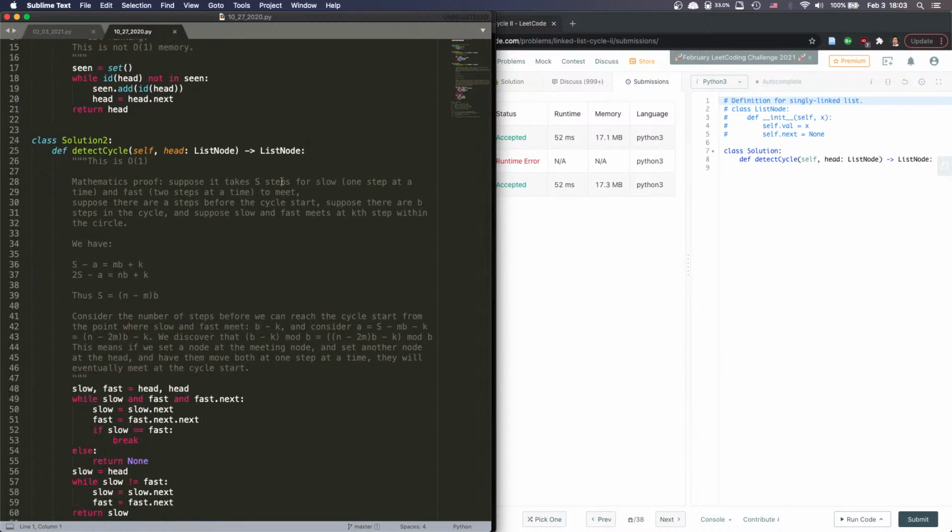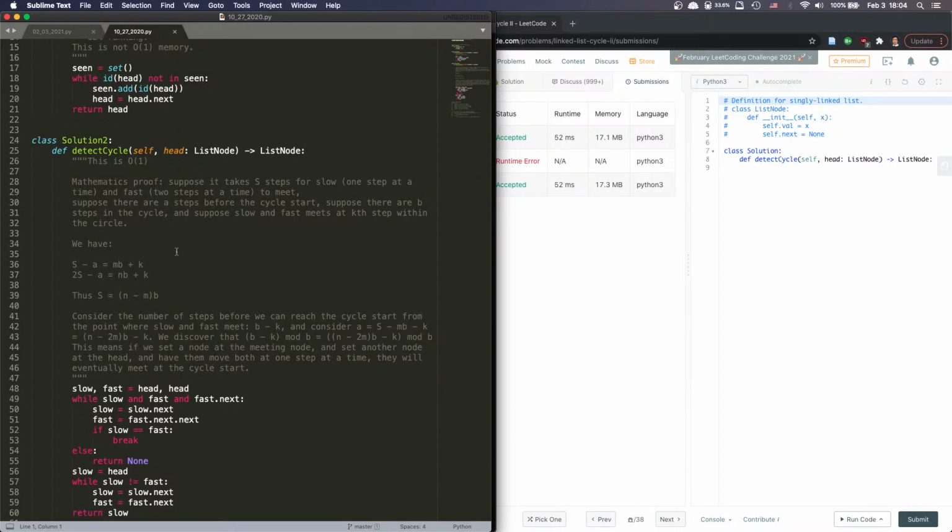Alright, suppose it takes S steps for slow and fast to meet. Suppose there are A steps before the cycle starts. Suppose there are B steps in the cycle. And suppose slow and fast meet at the kth step within the cycle. So we have S minus A is M times B plus K. That's true, because it takes S steps.